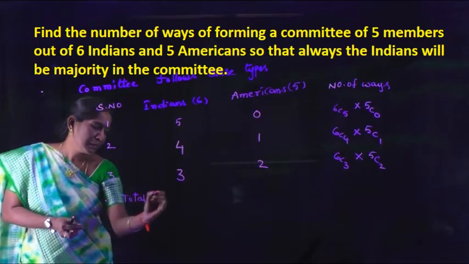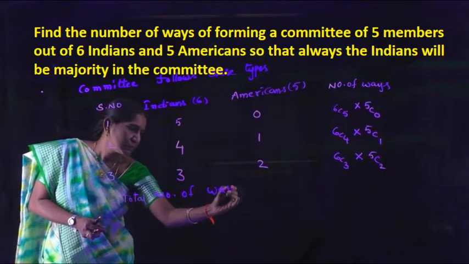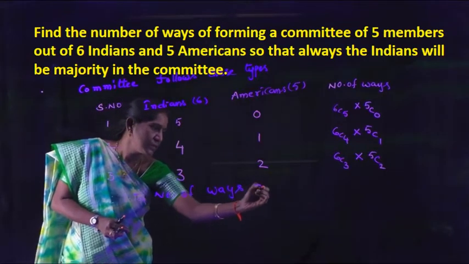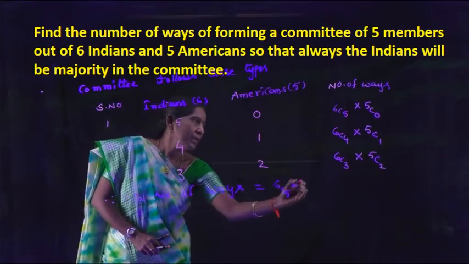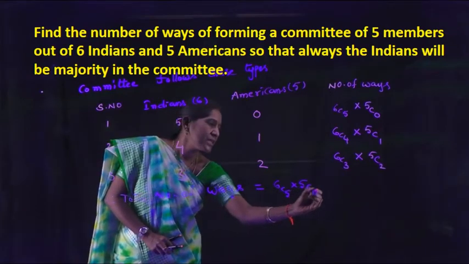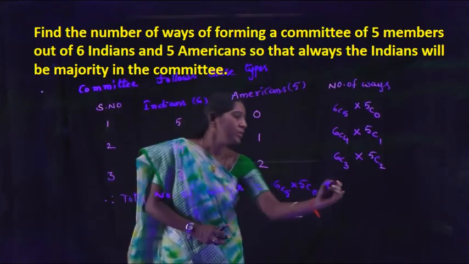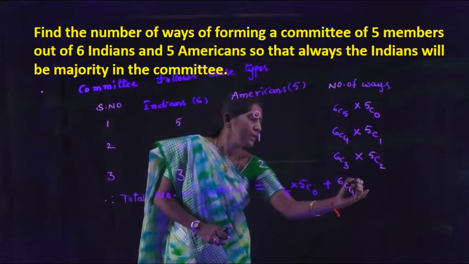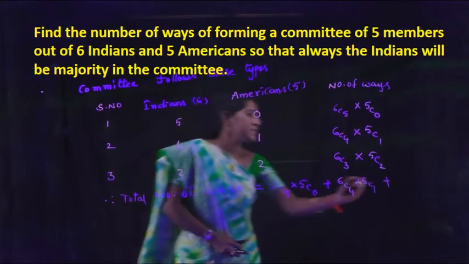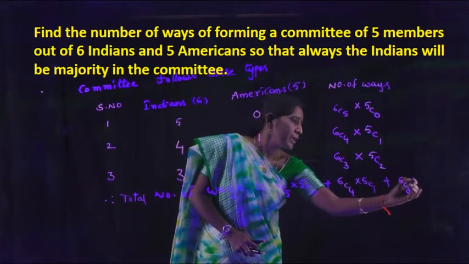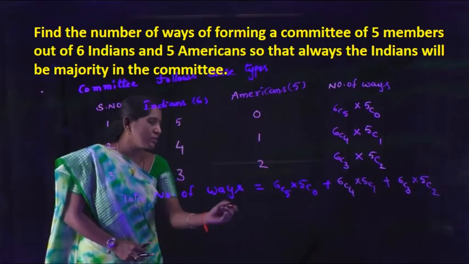Therefore, total number of ways, that is 6C5 into 5C0 plus 6C4 into 5C1 plus 6C3 into 5C2. Write the values here.